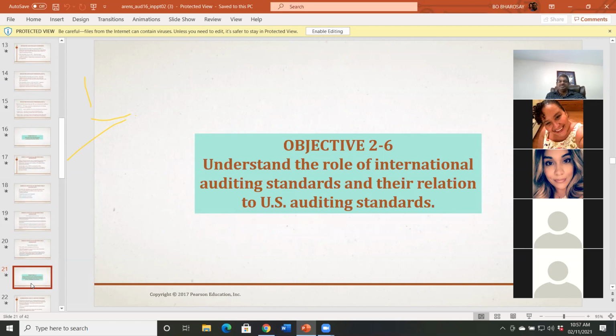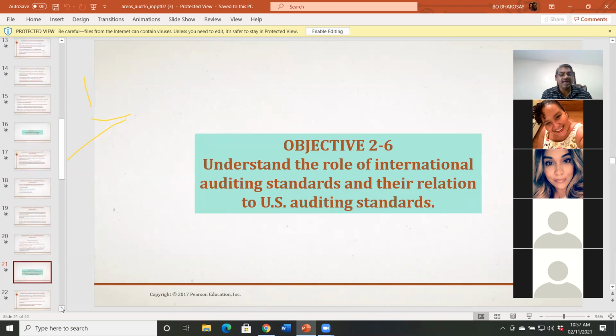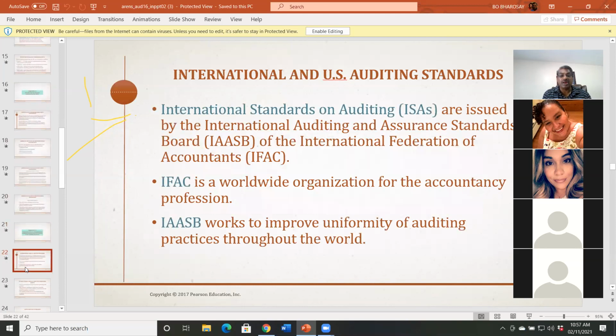International auditing standards and their relation to U.S. auditing standards. We're not going to talk a lot about international standards. However, if you plan, upon graduation, to go work outside of the United States, you may want to read through this in detail. But most of our students generally plan on staying here, so we're not going to focus a lot on it. But I'm going to go through it very quickly.